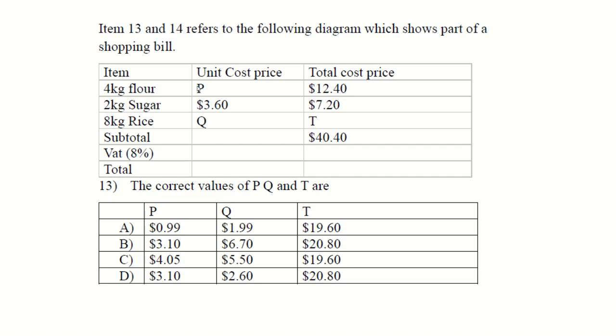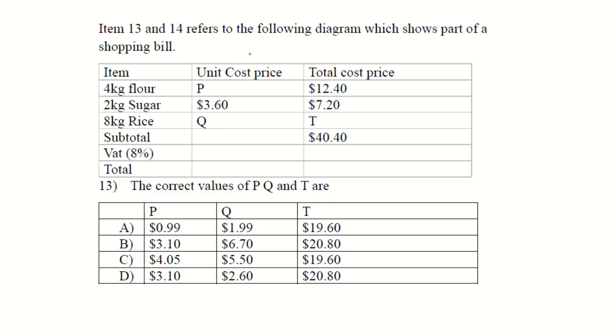P and then 12.40. Then for 2 kilograms is $3.60, which is for 1 kilogram, 7.20 would be for the 2. 8 kilograms of rice is Q and T. Okay, and then the subtotal is $40.40. They want to know what P, Q, and T are.